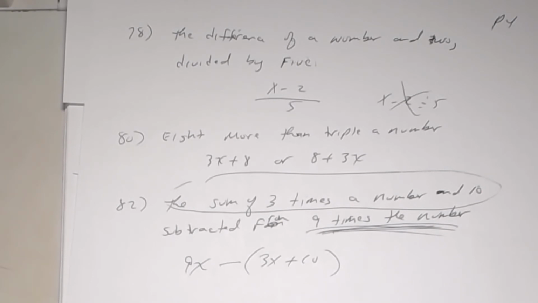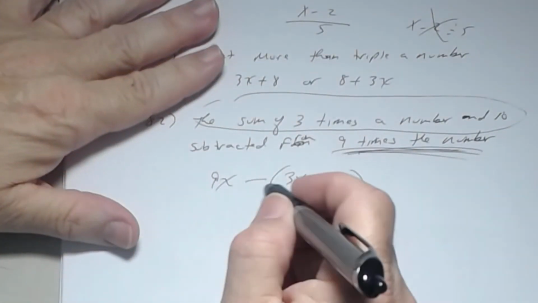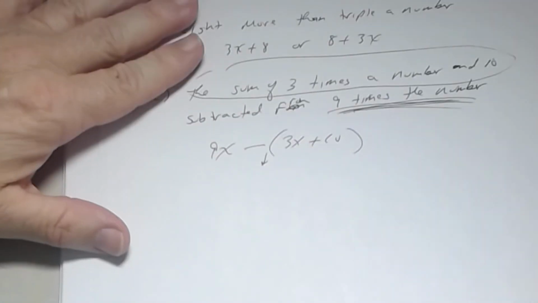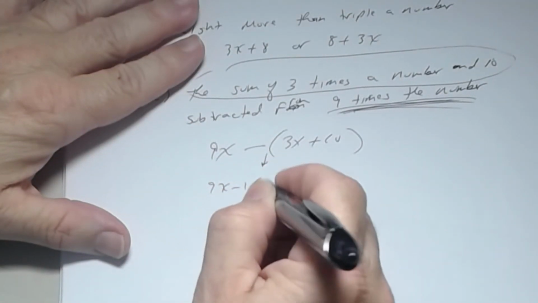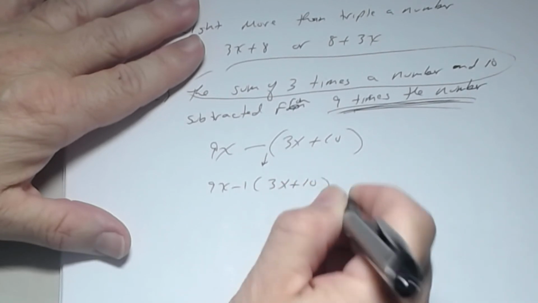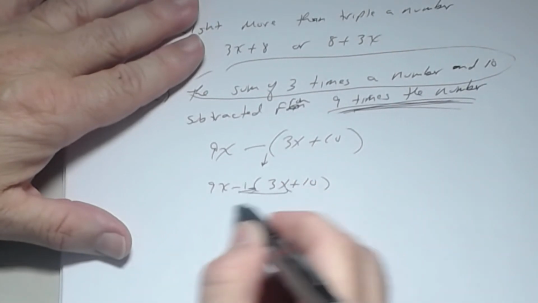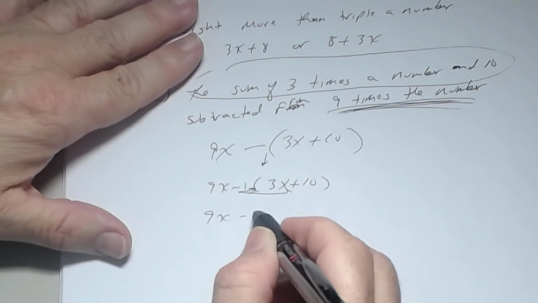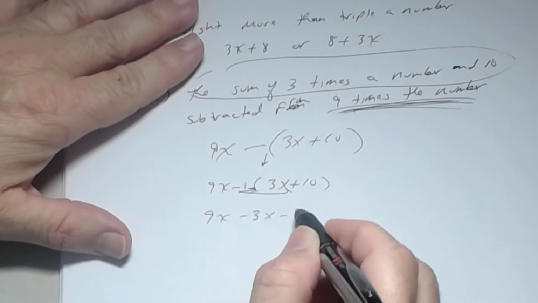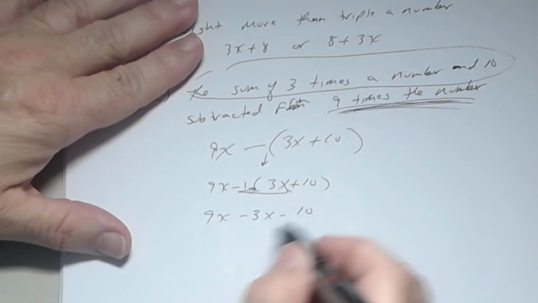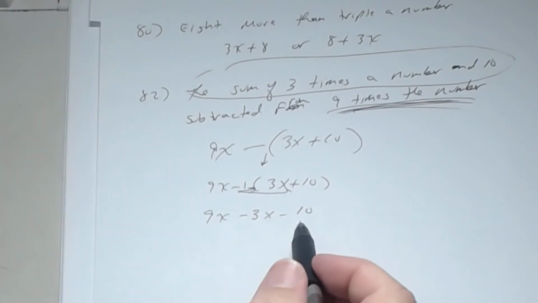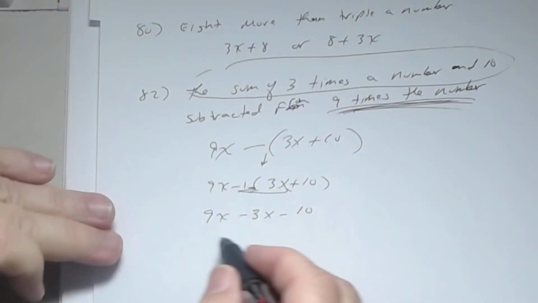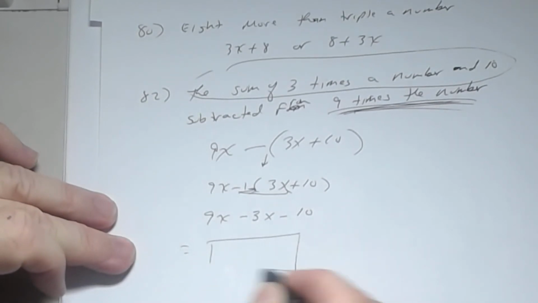Distribute the -1, right? So remember this right here, that is really this. And now distribute the -1. So this is 9x, and then what is the rest? -10, good, because a -1 times a +10 is a -10. And then when you combine like terms, what's going to be the answer?